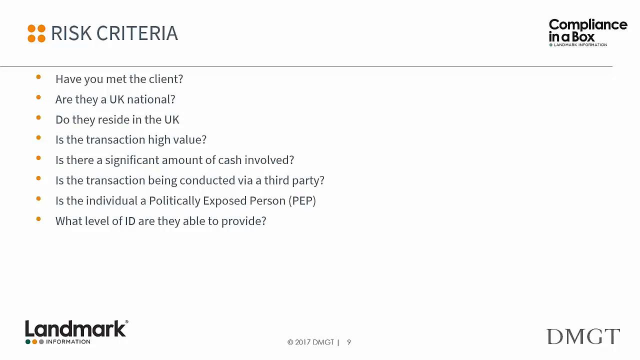You should include what steps you and your staff take to decide on what level of risk is posed, and this will differ for vendors and purchasers, but broadly, you might consider whether you've met the client, are they a UK national, do they reside in the UK, is the transaction high value or is there significant cash involved, is the transaction being conducted via a third party, or is the individual a politically exposed person, and what level of ID are they able to provide. By looking at these and then assessing how these might affect the risk profile of your client and or transaction, you can help them to demonstrate this risk-based approach.